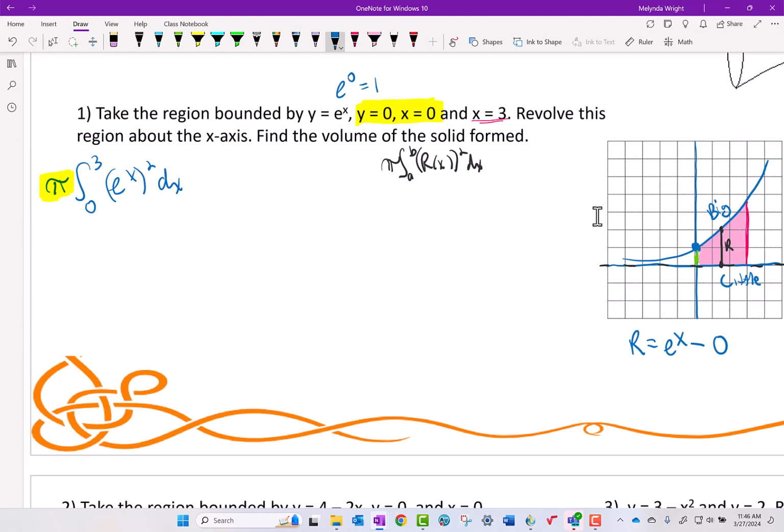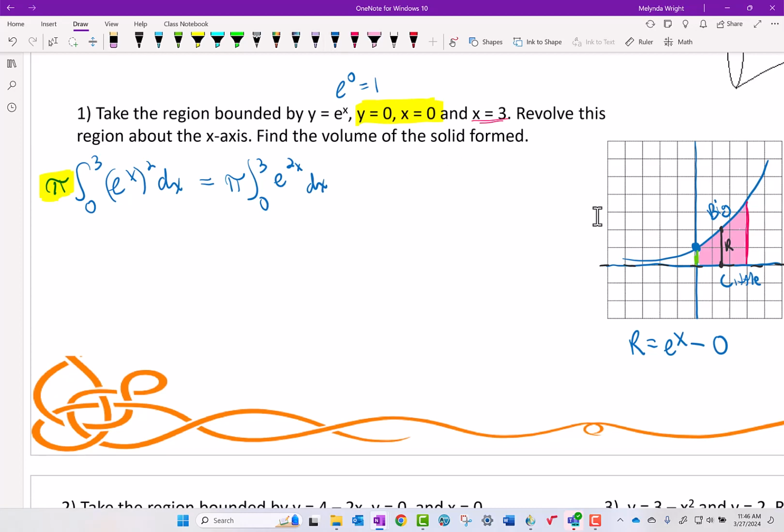Now, for today, this is the only one that we're going to do by hand. The rest of them, it's going to say either use a calculator or just write it up and don't solve it. So we're going to do this one by hand just for a little practice with our baby u-sub. We've been having a few issues with this, so we're just going to go for it. So we're integrating 0 to 3 of e to the 2x dx. That's what we're doing. So I'm going to erase this right here.